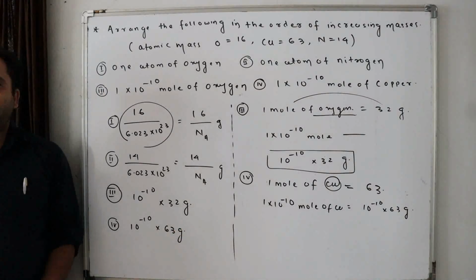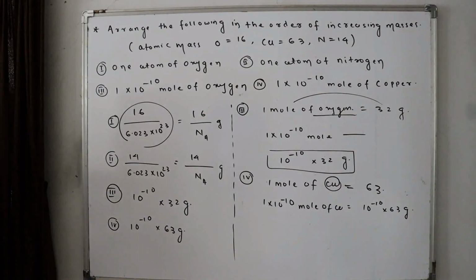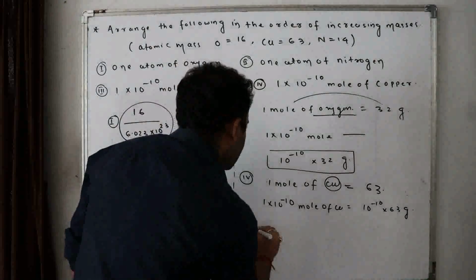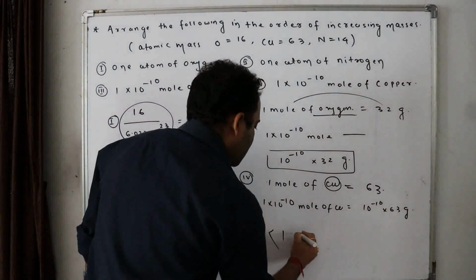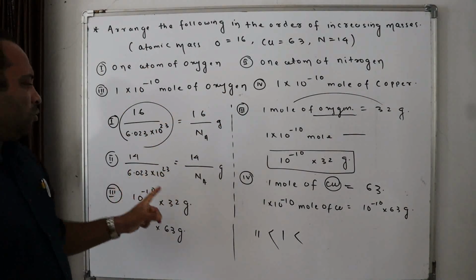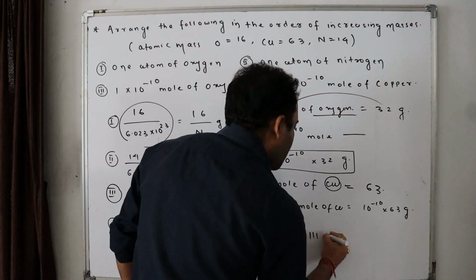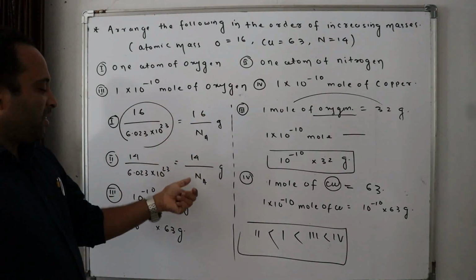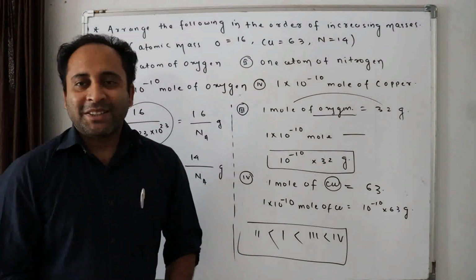Now you just compare it out. Which will have a larger mass? Tell me. The lowest will be this one, 2, then 1. Is this easy to compare? Here 16, here 14. That means 2, then 1, then here comes 3, then 4. Easy to compare, isn't it? These two were easy, 14 and 16, very, very small values. Now here 10 to the minus 10 into 32 and 10 to the minus 10 into 63. Easy. Make sure you understand this concept clearly.